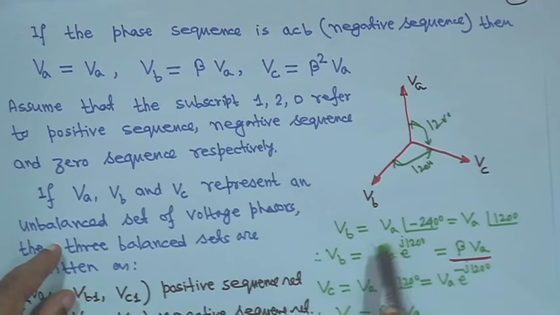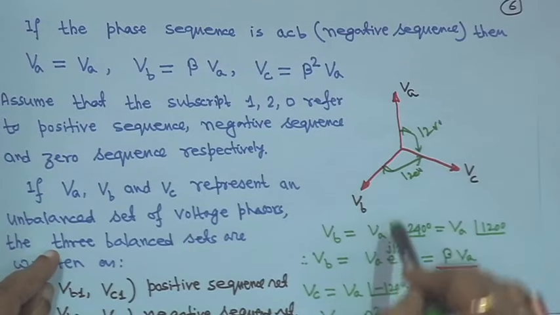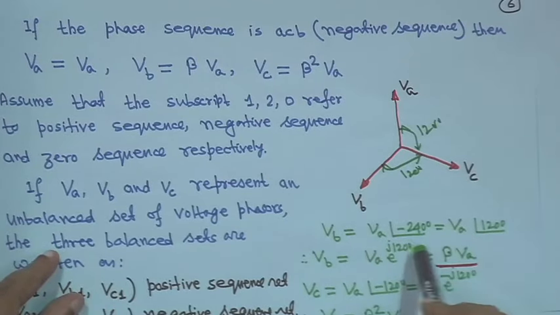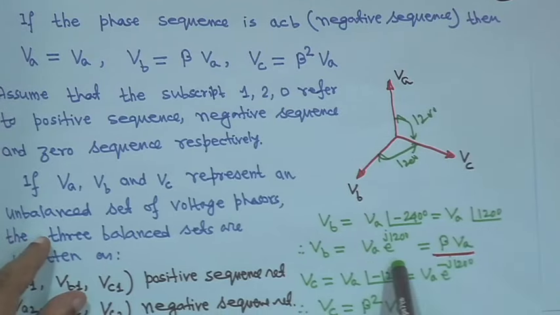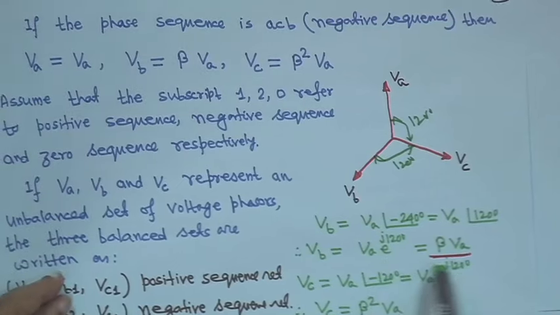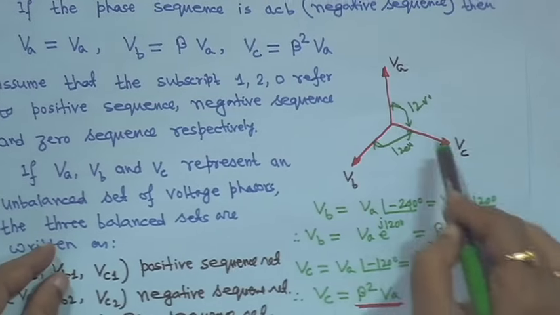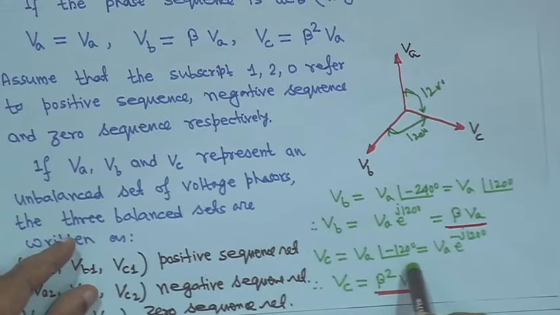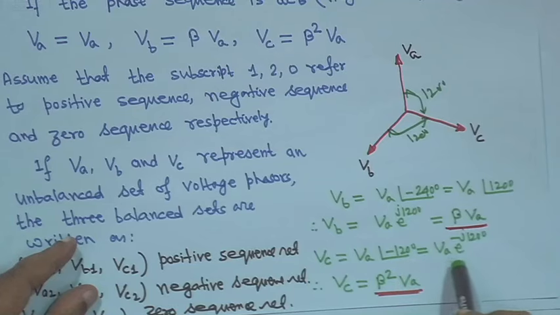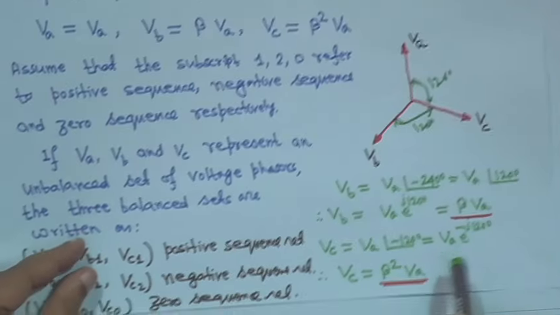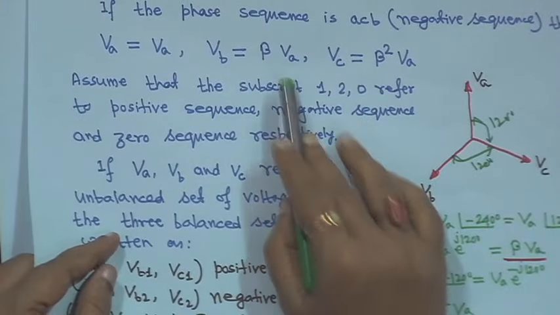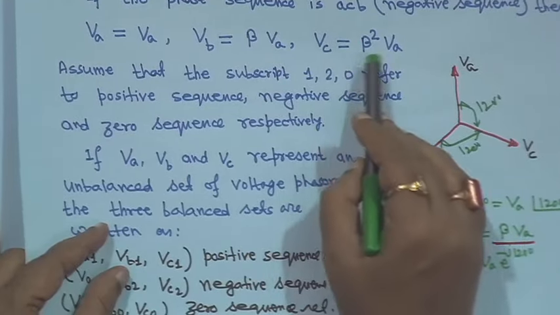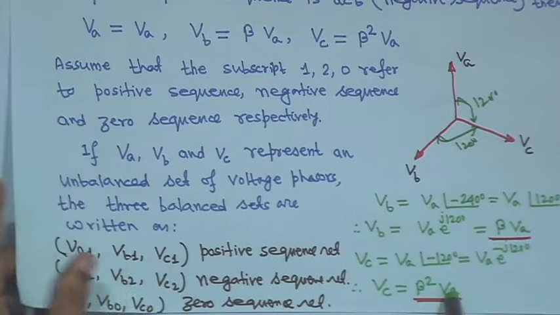Therefore, Vb lags from Va by angle minus 240 degree, that is actually Va angle 120 degree. So, Vb is equal to Va e to the power j 120 degree, that is beta Va. Similarly, Vc is Va angle minus 120 degree, equal to Va e to the power minus j 120 degree, that is Vc is equal to beta square Va. So, Vb is equal to beta Va here and Vc is equal to beta square Va.